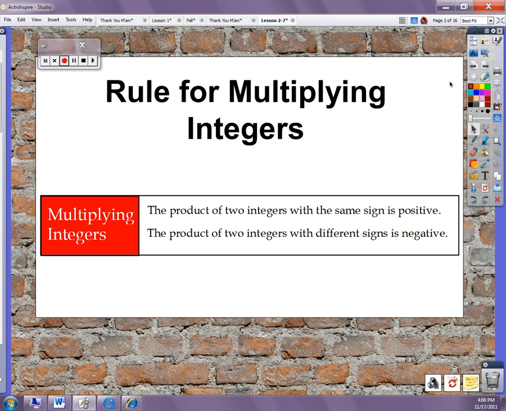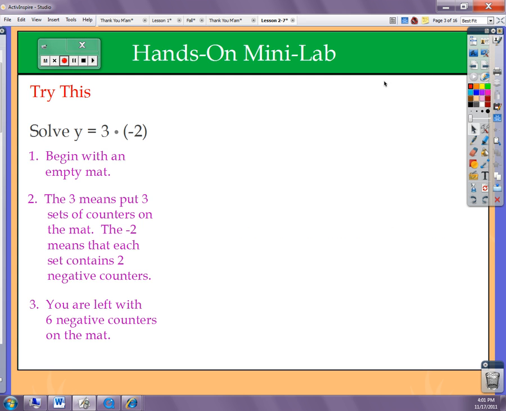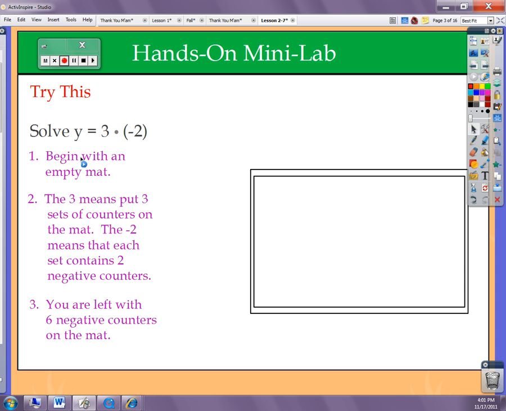Now, many students are capable of memorizing these two rules here. However, it proves to be more of a challenge if they have to explain why these rules work. This is where equation mats become handy. Taking a look at the original equation of y equals 3 times negative 2, we want to model this to prove why the signs being different will equal a negative number. So let's begin by using our equation mat here.